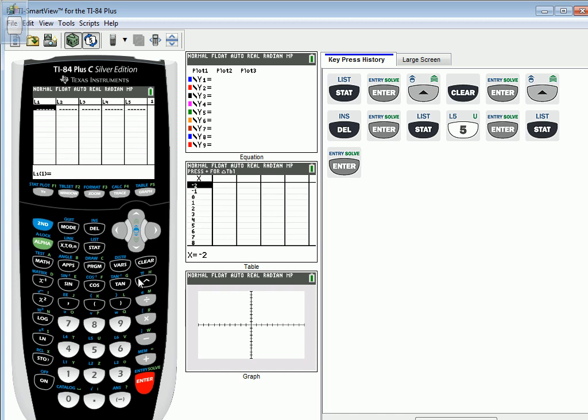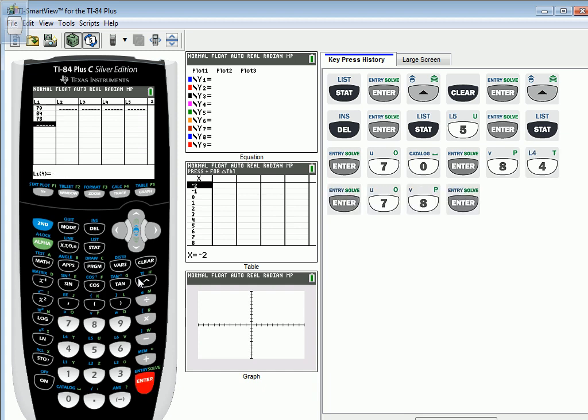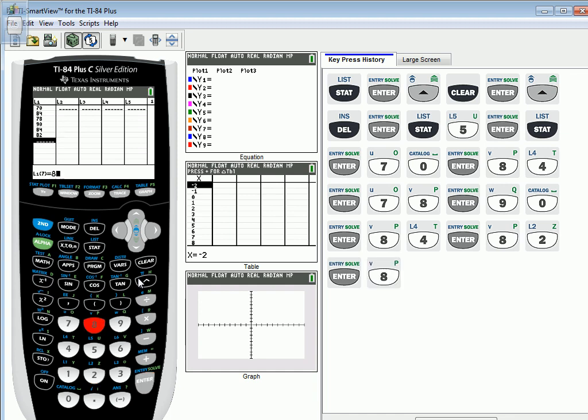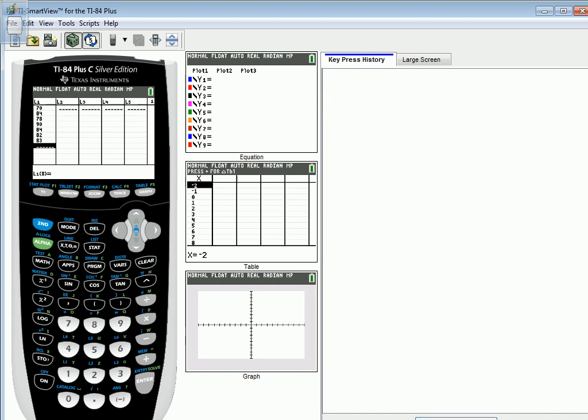Okay, so let's enter our data, and we're going to use that data set from the top of the page. So let's enter 70, 84, 78, 90, 84, 82, 83. Okay.